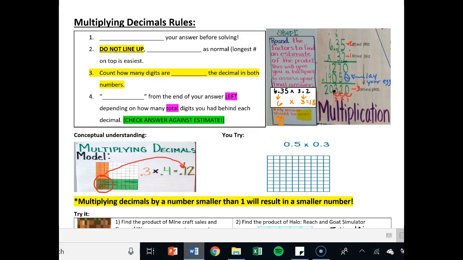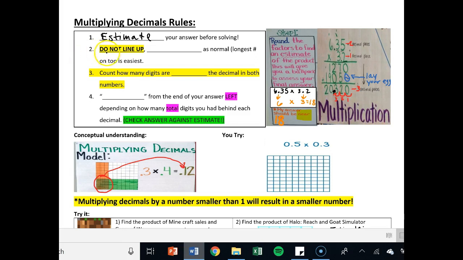So now we're going to switch from addition and subtraction rules to multiplying decimal rules. So a couple other things. The first thing you're always going to want to do is estimate your answer. This is a super important step that you don't want to miss. Estimate your answer. That way when you get an answer, you can say, is that close to my estimate or not?